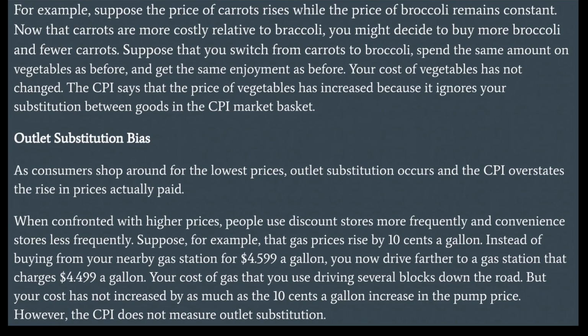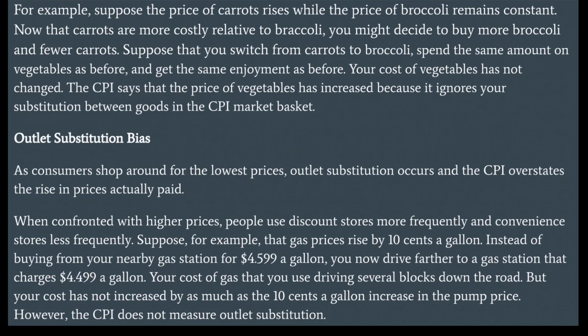For example, suppose the price of carrots rises while the price of broccoli remains constant. Now that carrots are more costly relative to broccoli, you might decide to buy more broccoli and fewer carrots. Suppose that you switch from carrots to broccoli, spend the same amount on vegetables as before, and get the same enjoyment as before. Your cost of vegetables has not changed.